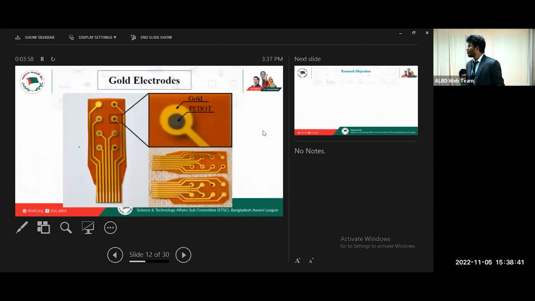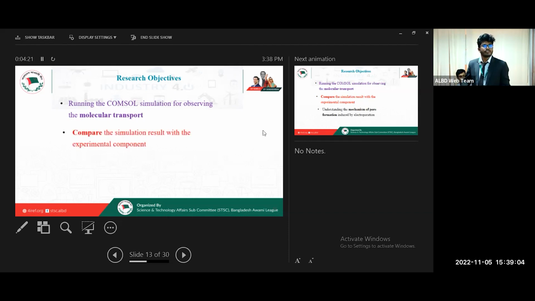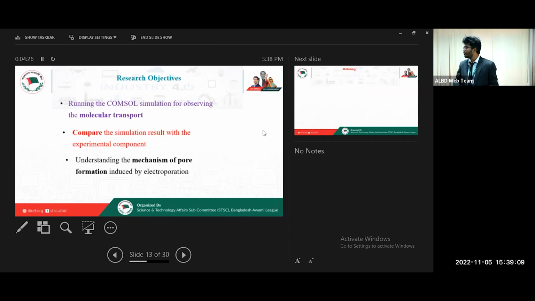And we have used a gold electrode to make a circuit around the cell. Our research objective is, first, running the COMSOL simulation for observing molecular transport from outside to inside. Second, comparing the simulation result with the experimental component. And finally, understanding the mechanism of pore formation.